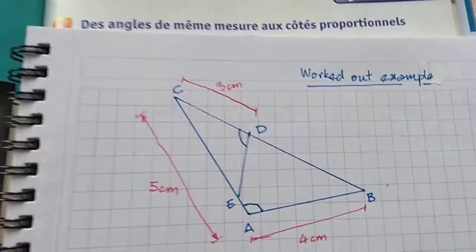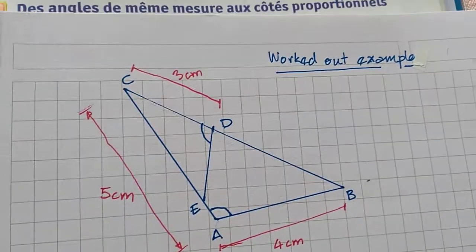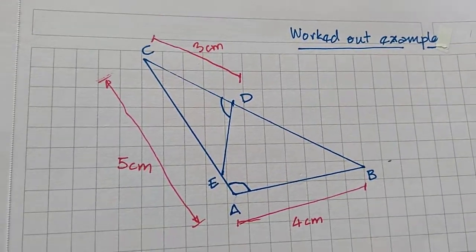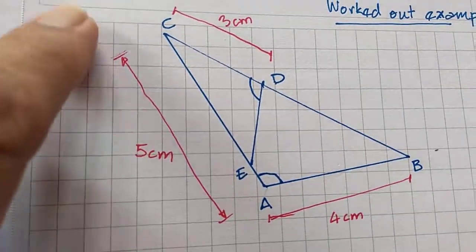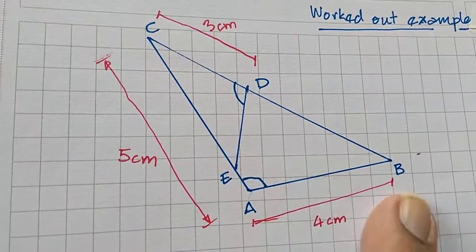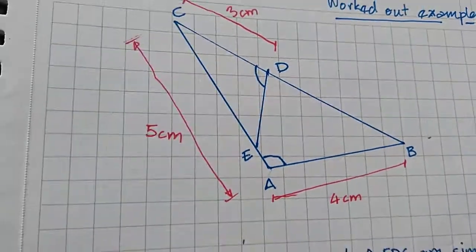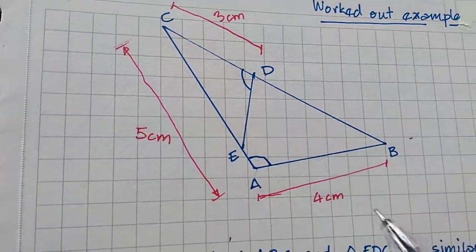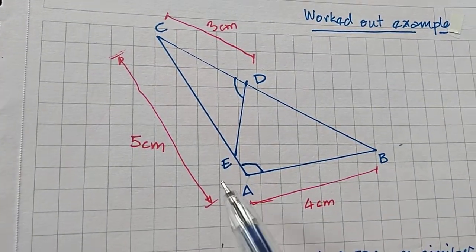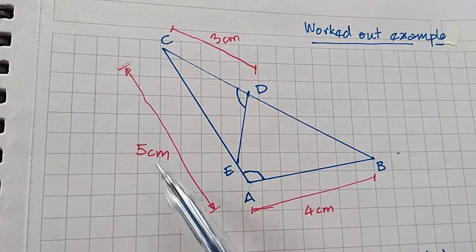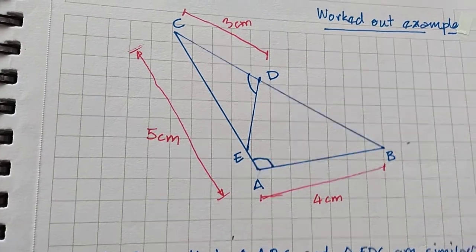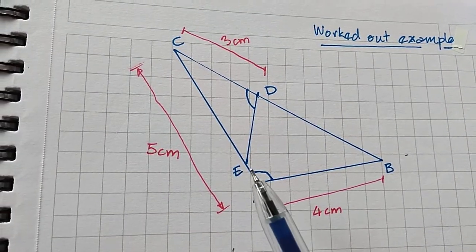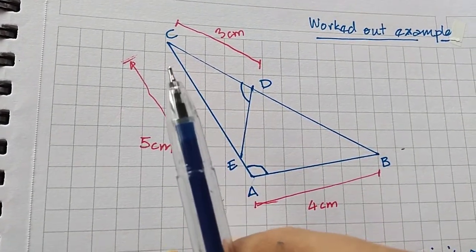Okay, now to conclude this video, I will do a worked out problem. Actually this was in the book. So I have a triangle ABC where AB is equal to 4 centimeters, AC is equal to 5 centimeters. Don't worry, you don't have to redraw this. You don't even have to do anything because I'm going to solve this problem in front of you so that you know how to solve problems like this.